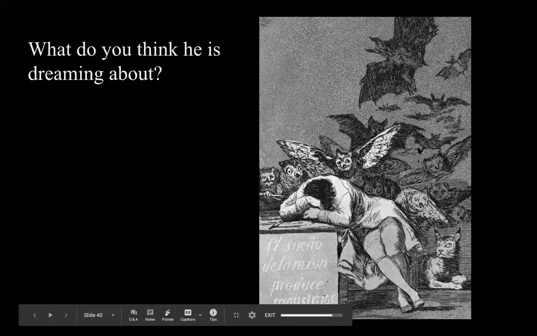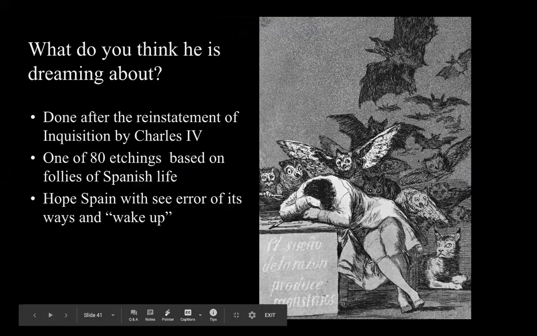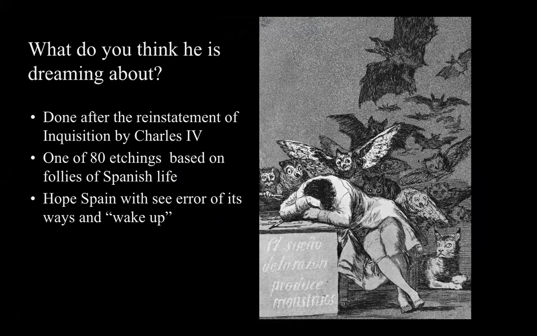When you look into the background, his head is covered, he's sleeping, but then behind him are all these owls and bats, and they are just things of his nightmares. This was done after the reinstatement of Charles IV. And it was one of 80 etchings that he made based on the follies of Spanish life. When we look at his art today, we're going to notice that he makes a lot of pointed commentaries towards the established government of Spain. And he hopes that through his art, people are going to wake up and be able to see the errors of their ways.